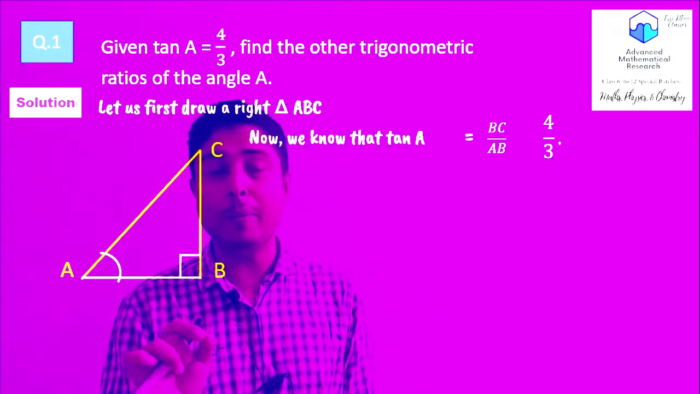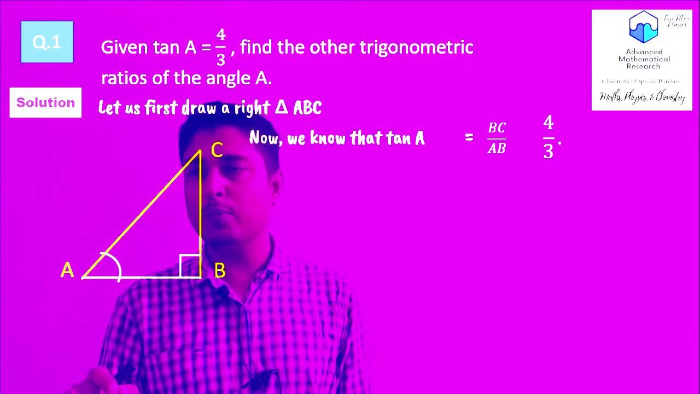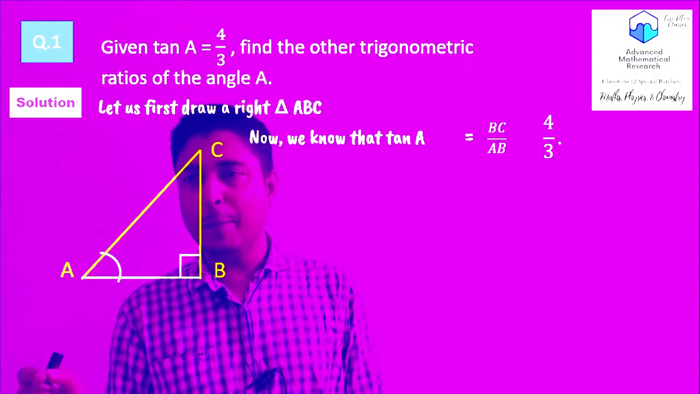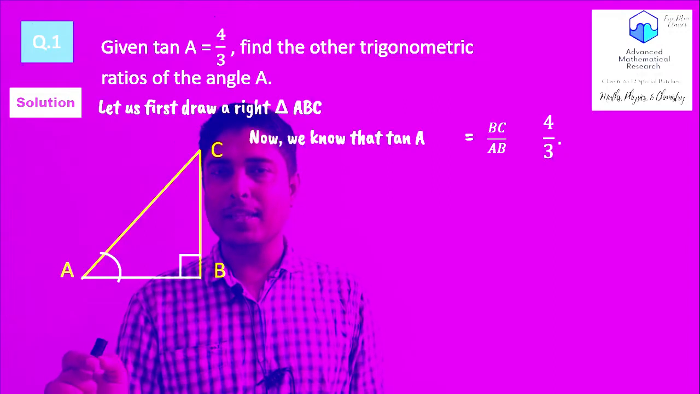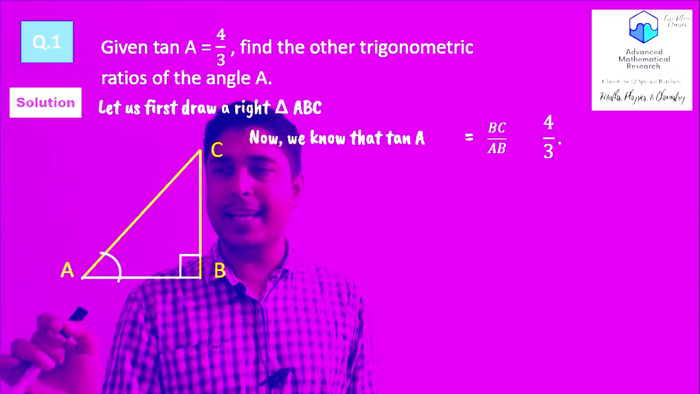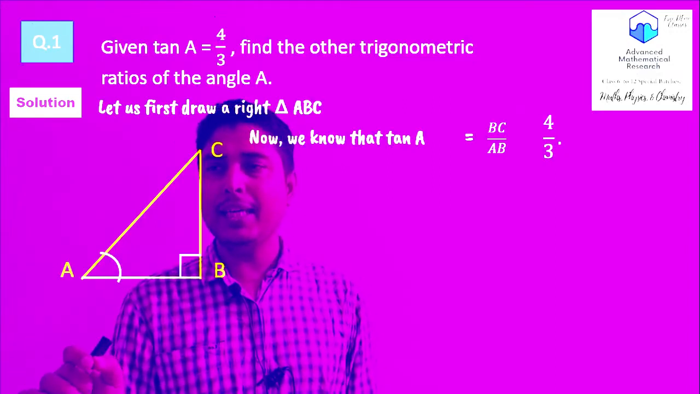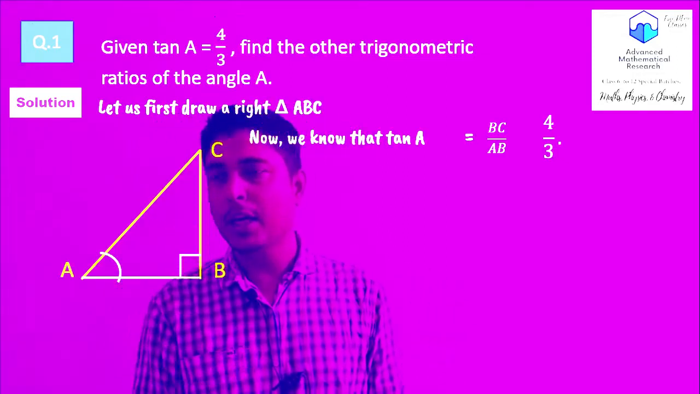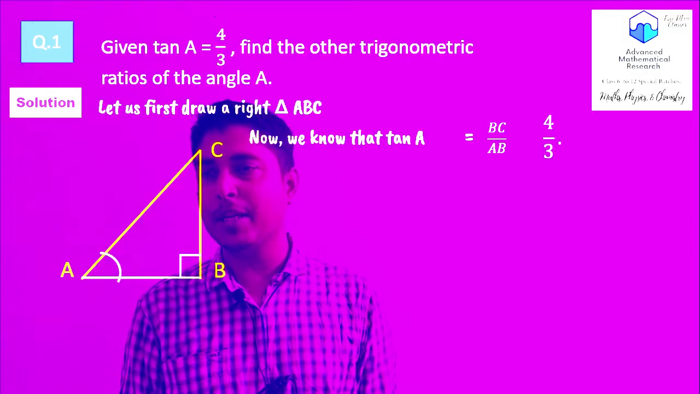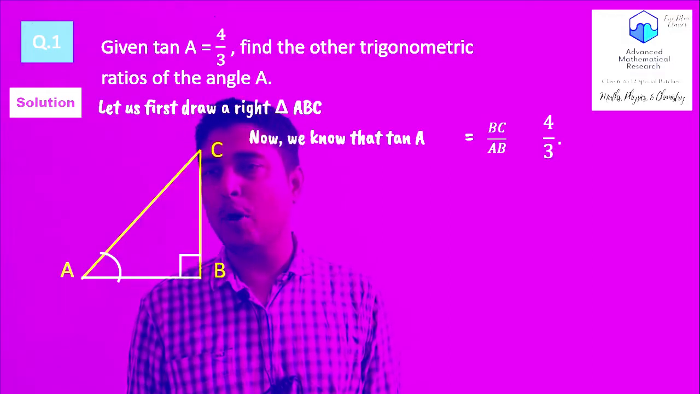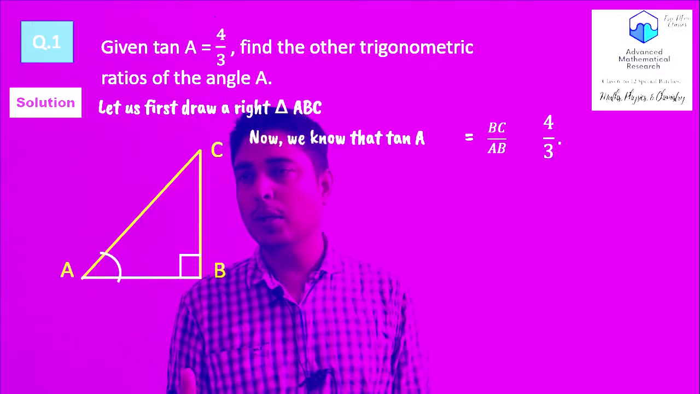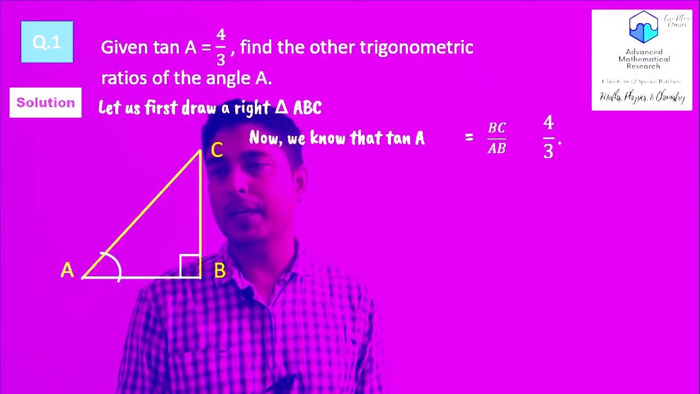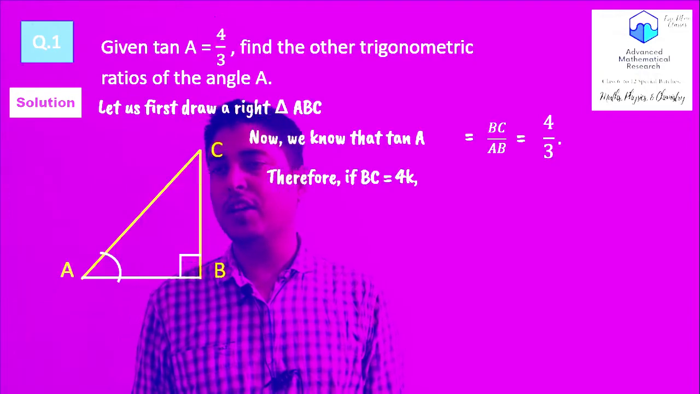Okay, so tan of A must be equal to BC, perpendicular divided by base. And what is the base? Now the hypotenuse is AC, the perpendicular is BC, so our base will be AB. Of course our base will be AB. So what will be tan of A? Tan of A must be equal to BC upon AB, perpendicular divided by base. Okay, so let's proceed further.